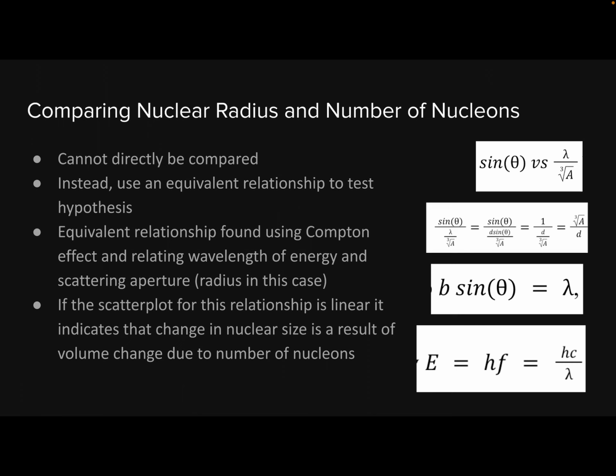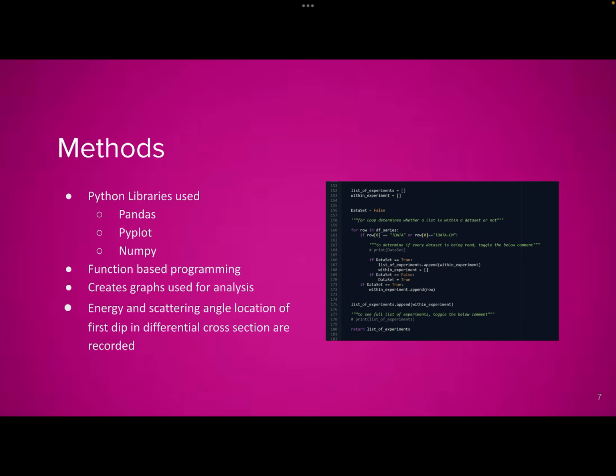And so if the scatter plot of sine theta versus wavelength over the cube root of A is linear, then it indicates that this is the result of volume and not any other factors, and that is how we will be able to prove or disprove our hypothesis.